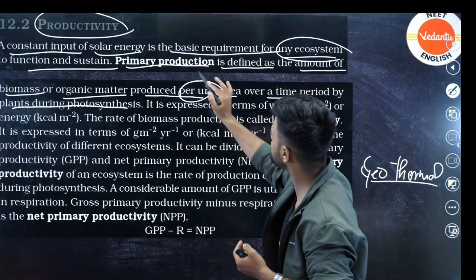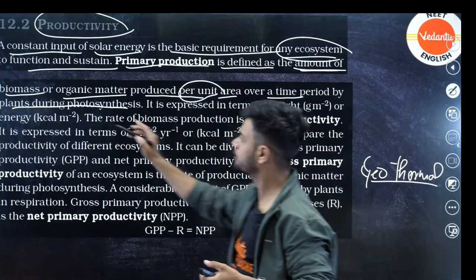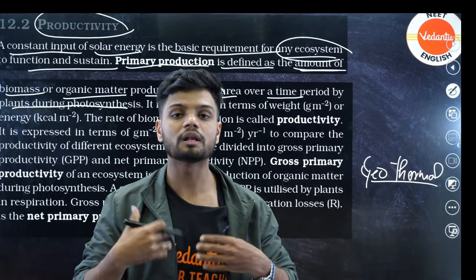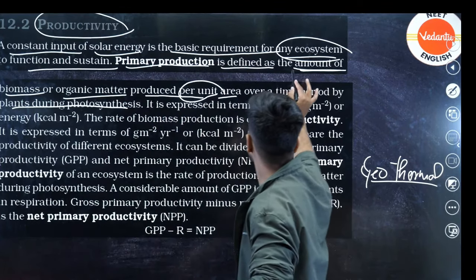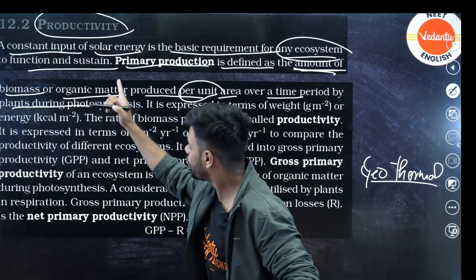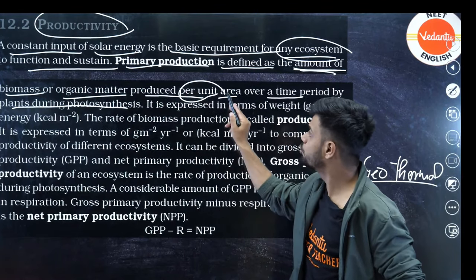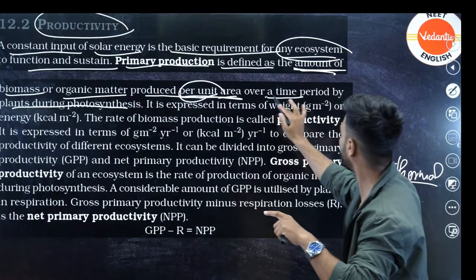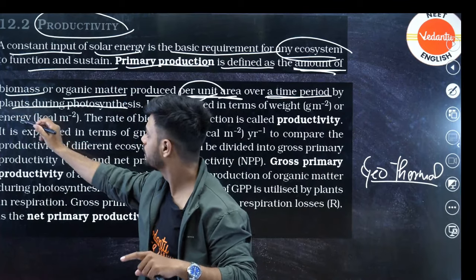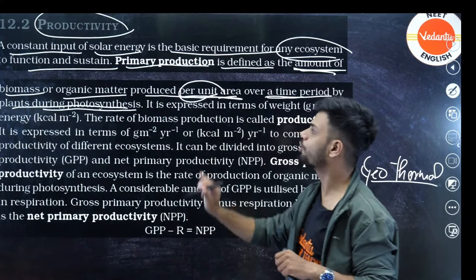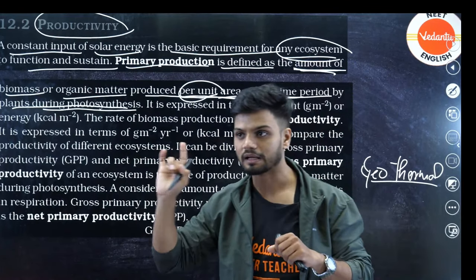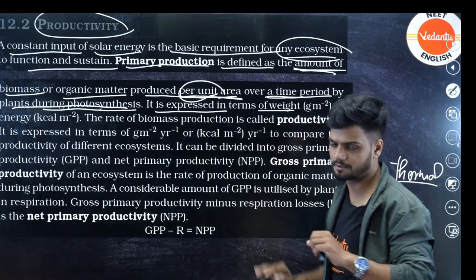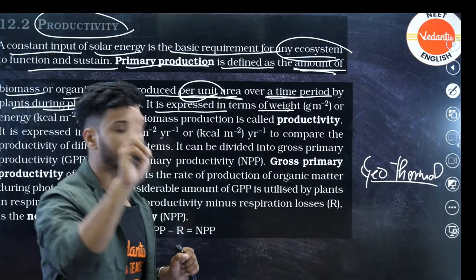So what is primary production? Repeat after me, students. Primary production is defined as the amount of biomass. What is biomass? Basically, in your body, remove all the water. What are you left with? That is biomass. That is the amount of biomass or organic matter produced per unit area, in a given amount of time, over a period of time, by the plants during photosynthesis. Clear? Amazing. It is expressed in two ways. Primary production can be expressed in two different ways.